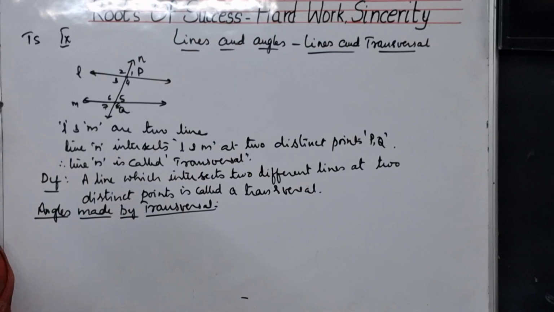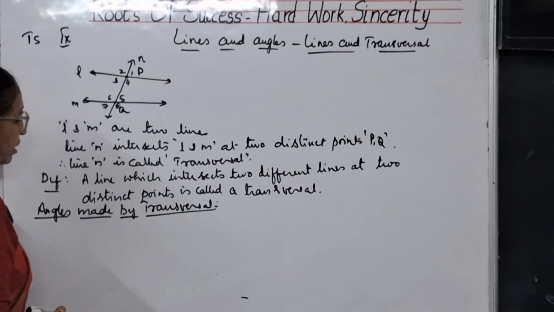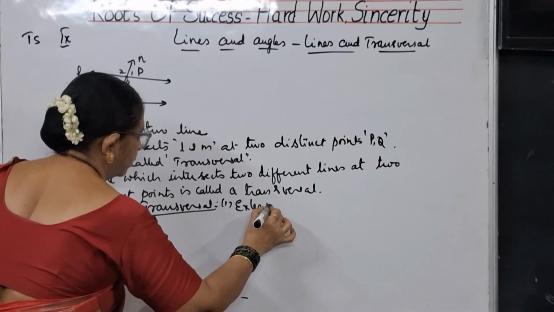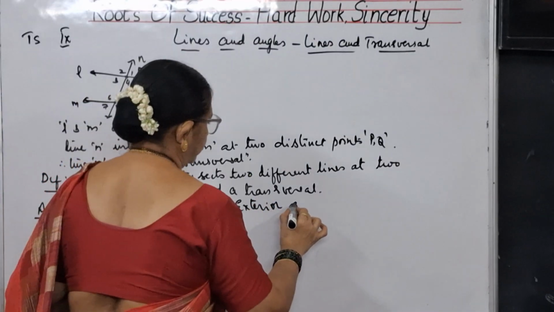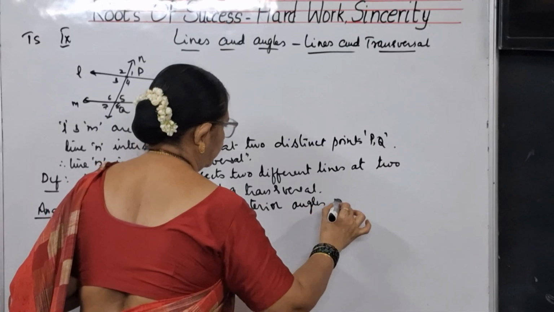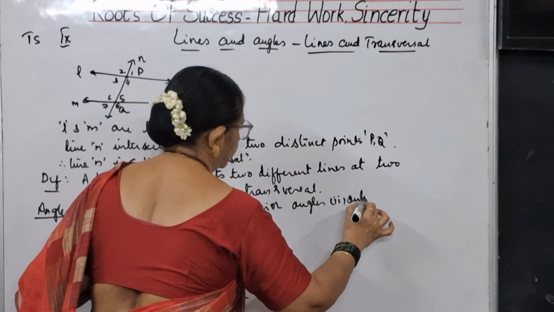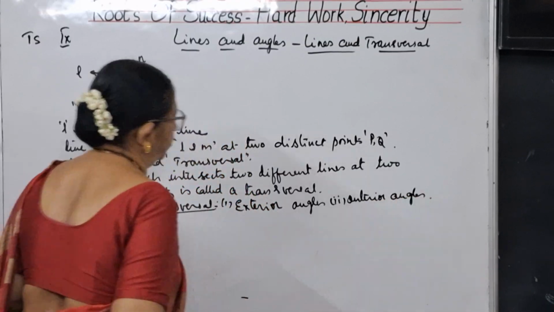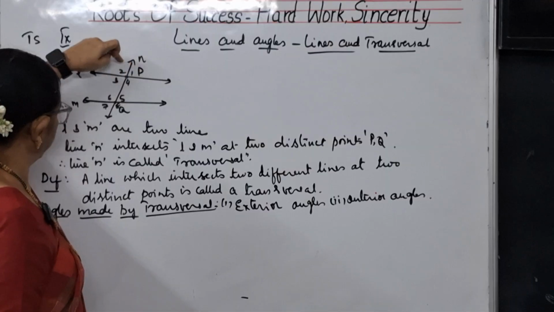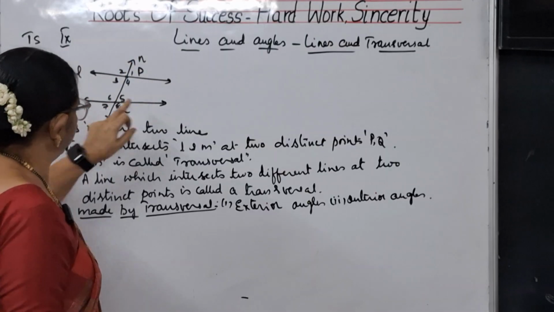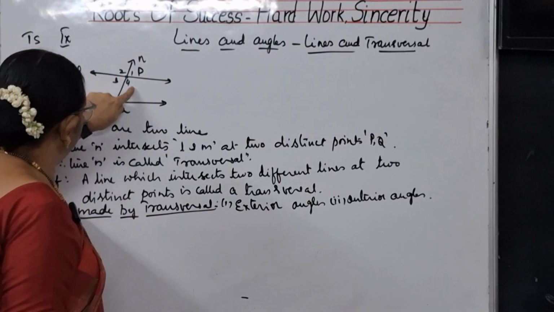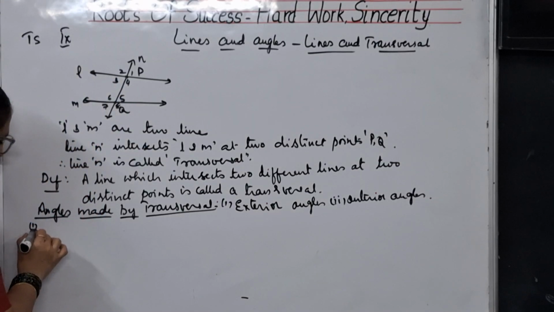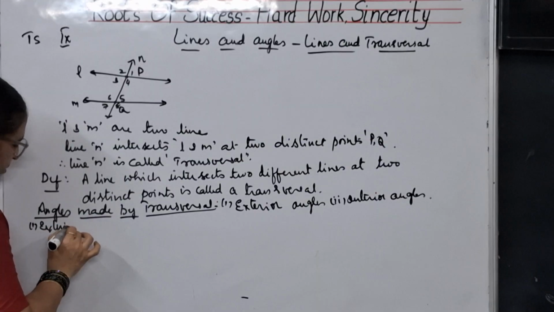First, there are two different types of angles. One is exterior angles, and the second one is interior angles. What do you mean by exterior angles? Angles formed on the outside of these two lines are called exterior angles. Angles formed inside are called interior angles. So, let us first talk about exterior angles.